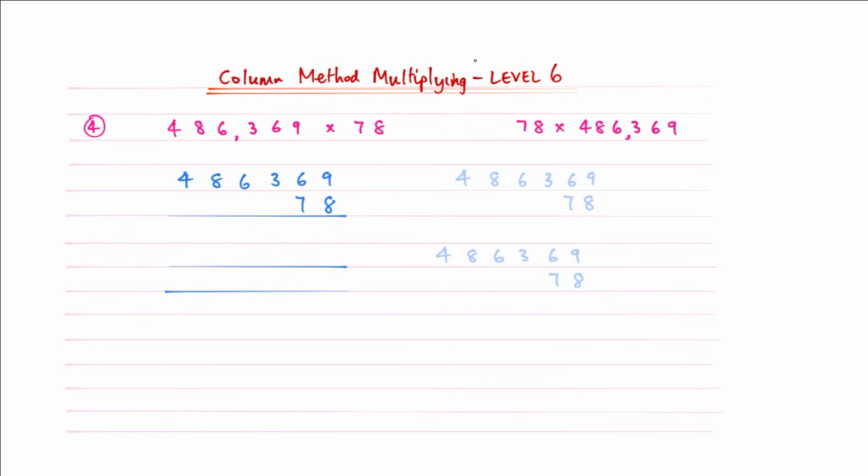Now, this one is slightly ridiculous. And if you can do this and follow along, you're doing really well, because this is horrendous. Now, if I came across this in my everyday mathematical musings, would I do this using the column method? No, I wouldn't. I'd use a calculator like any normal sane person. Well, if you want to test that you can use the column multiplication method for 486,369 times 78, be my guest.